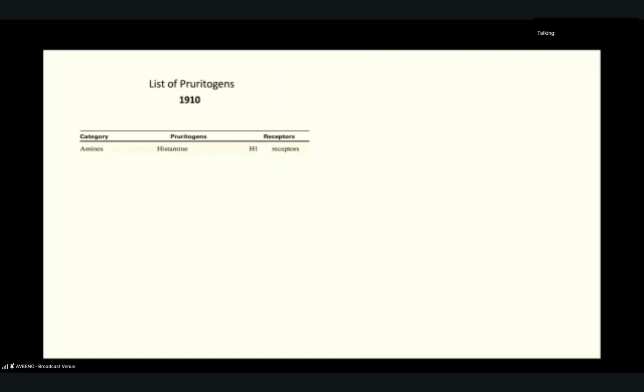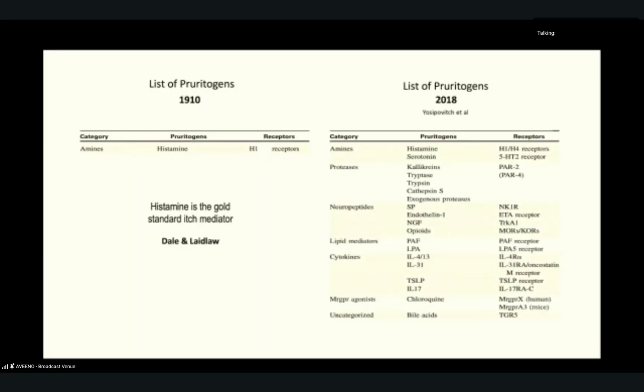So this is back in 1910. Indeed, if you are 114 years behind time, you are considered the authority if you use antihistamine, because back in 1910, Dale and Laidlaw identified that histamine is the gold standard itch mediator. But this is in 2018 and now 2024. There are many other mediators. Now we can understand itch almost as well as understanding pain. Pain was developed much earlier than itch in terms of the underlying mechanism.